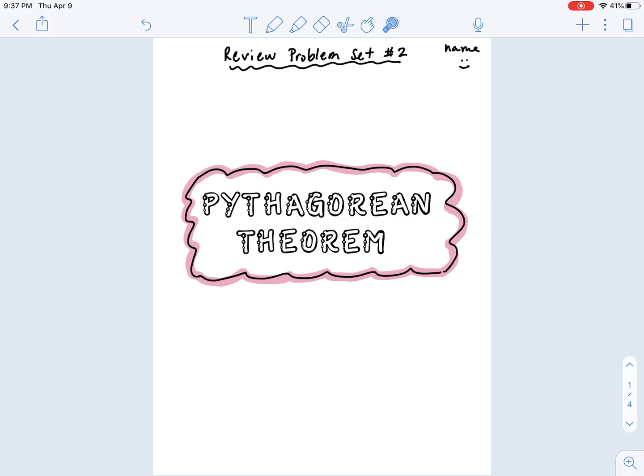Before we start, make sure you have your paper set up, so please write review problem set number 2 in the middle at the top. That will be our title, and then in the upper right, please put your name. Pause if you need to get set up, otherwise keep watching and we'll go on to the first problems.